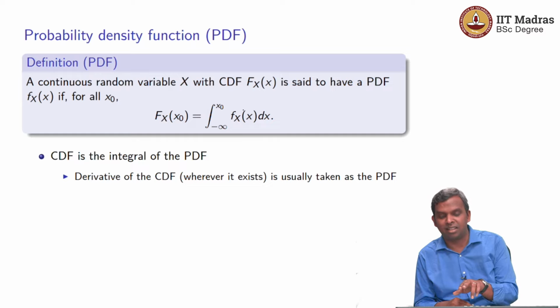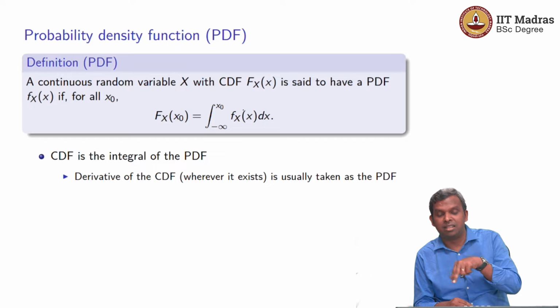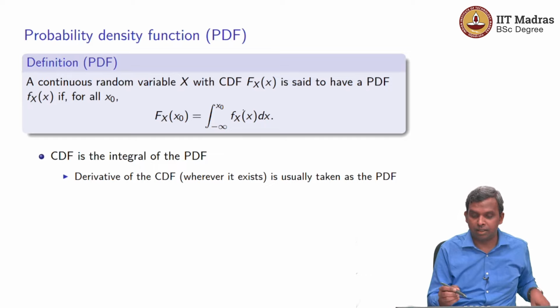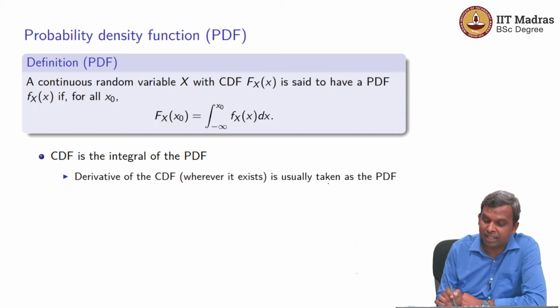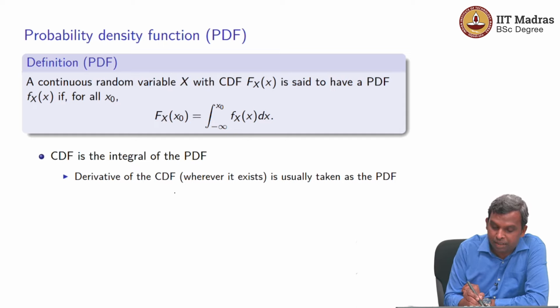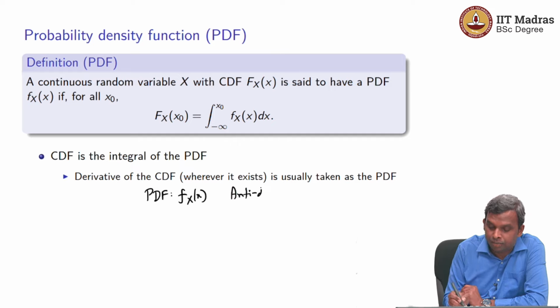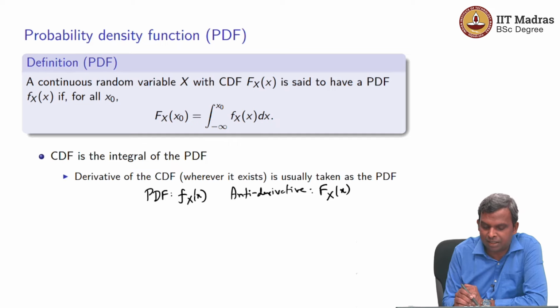Notice, this is important: the derivative of the CDF is the PDF. So if you have the PDF fx of x, its antiderivative is capital Fx of x, isn't it? The derivative of the CDF is usually taken directly as the PDF. When you differentiate this with respect to x, you get the PDF. The antiderivative is this.